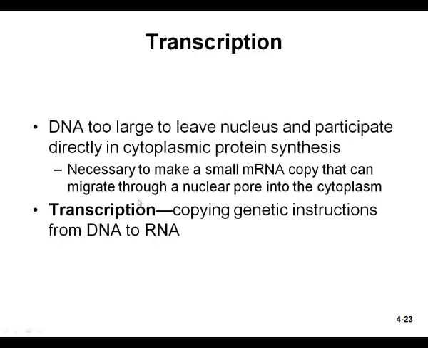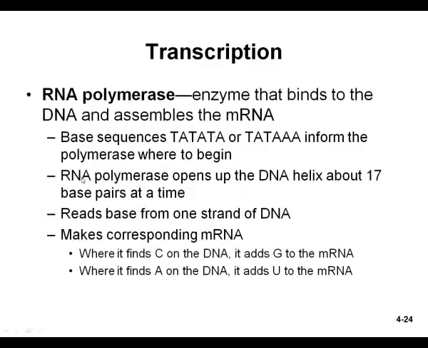So there are 2 processes. One is called transcription, and this is essentially copying the DNA into RNA. How do we do that? We create bubbles within the DNA, and then an enzyme called RNA polymerase will bind to the DNA and start assembling the messenger RNA. We need to remember that the RNA does not have thymine in it, and it will be replaced by uracil.